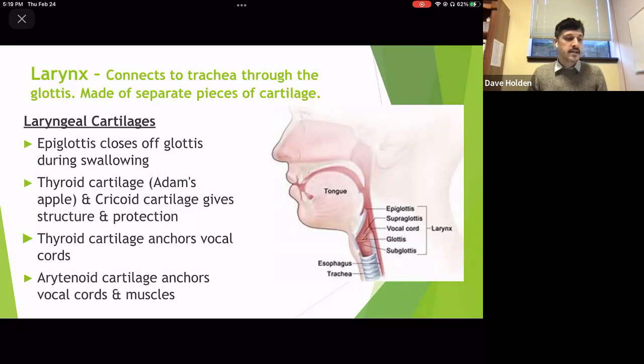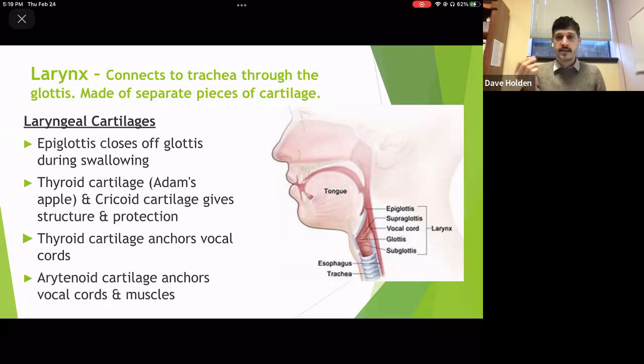Now when we get into the larynx, this connects the trachea through the glottis. This is made of a whole bunch of different pieces of cartilage, no bones here. The only thing that would count would be the hyoid bone, but the hyoid bone is just a fancy one. We'll talk about that one in a second.